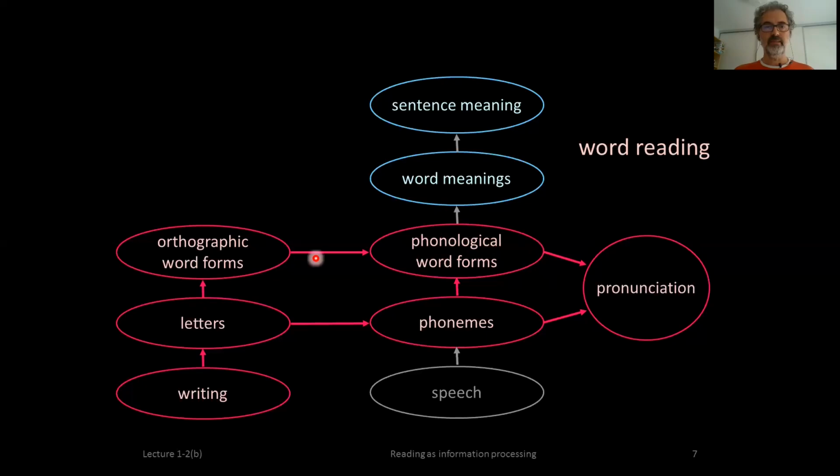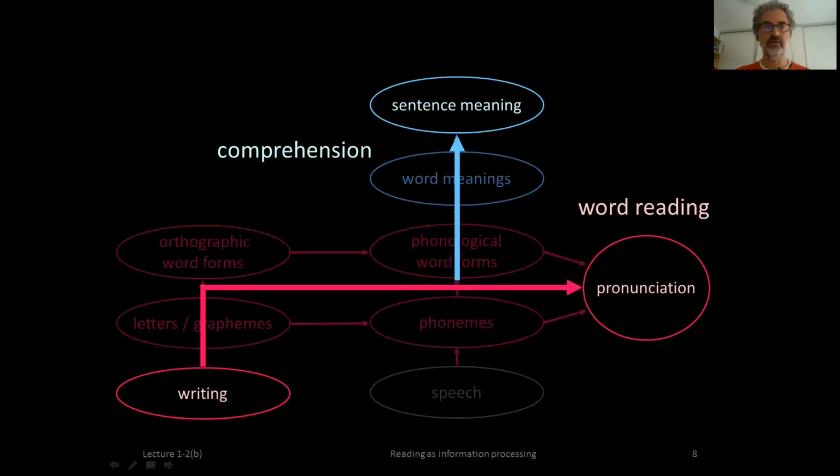This red part here, all of this red part, is what we usually study when we say we study word reading. So we're interested in recognizing the written forms and converting them into something that can be spoken, whether or not we actually end up pronouncing it.